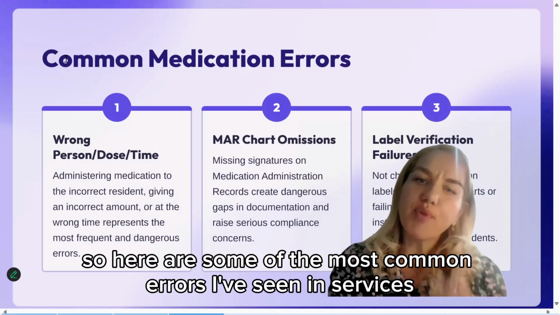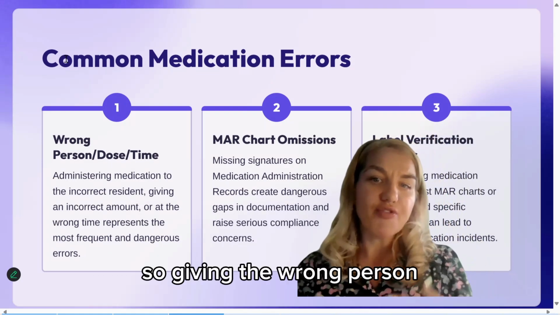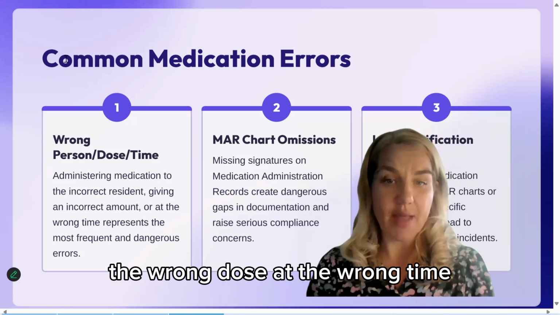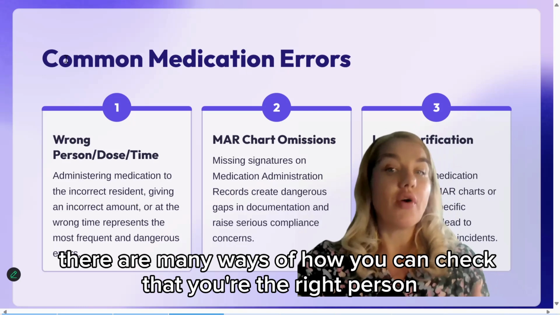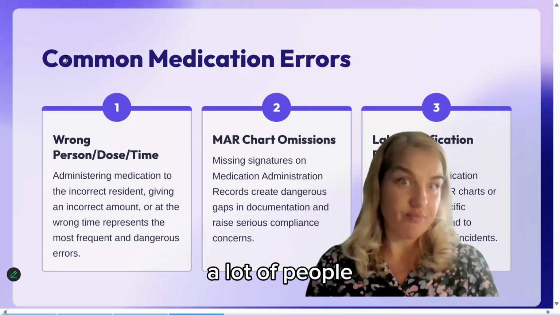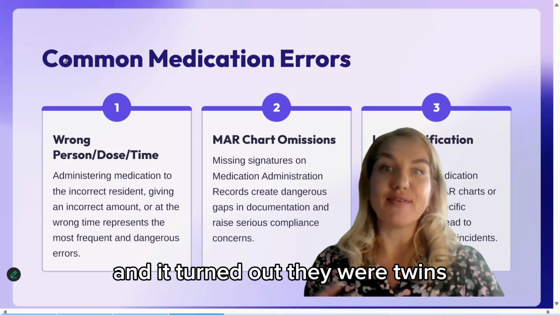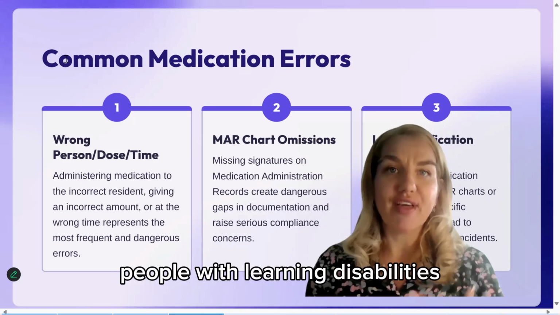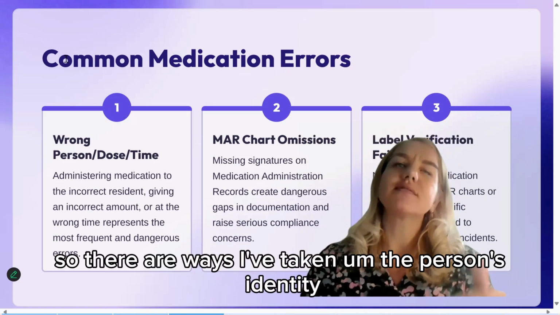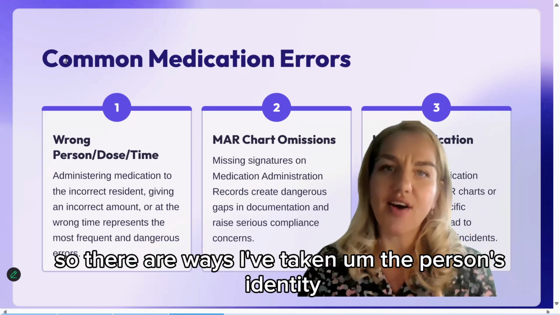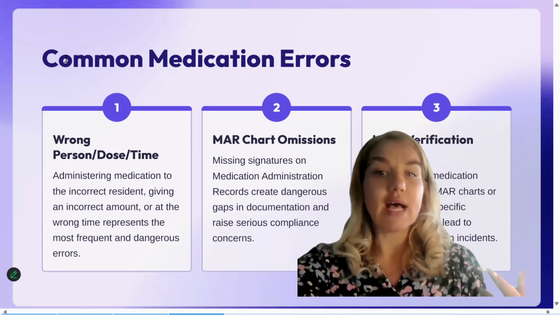Here are some of the most common errors I've seen in services. Giving the wrong person the wrong dose at the wrong time. There are many ways you can check that you have the right person. I've been in a service where I went to administer the medication and it turned out they were twins, people with learning disabilities. They did not use speech to communicate. There are ways of checking the person's identity, and obviously the time and the dose.